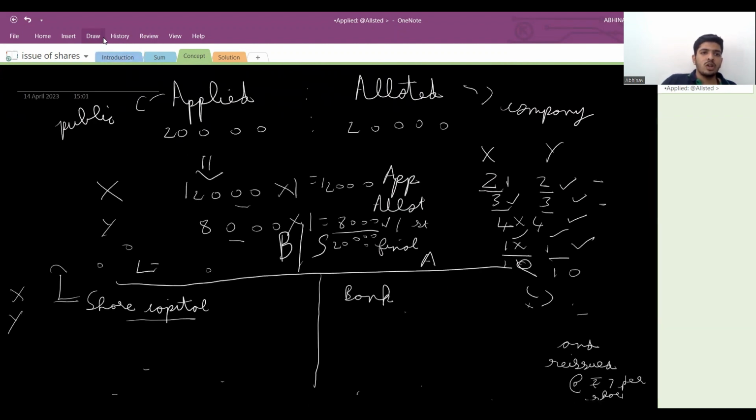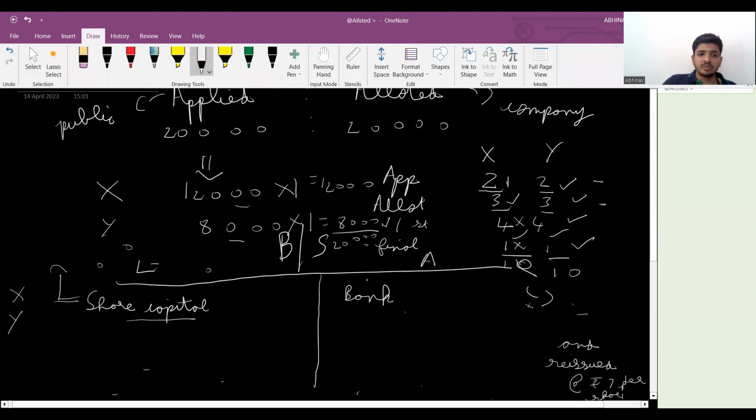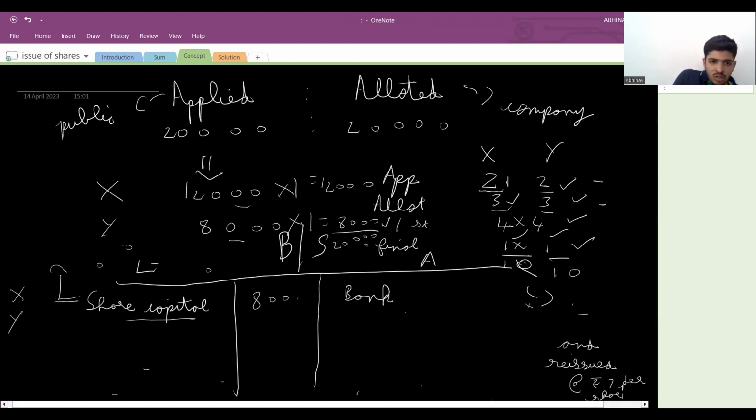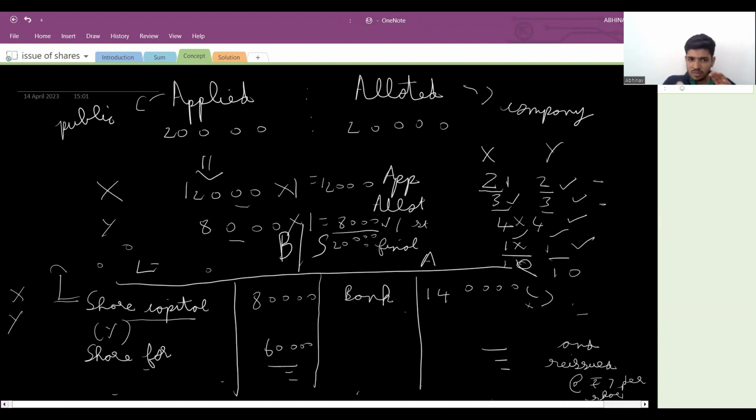Now, time to see if the balance sheet is still tallying. First, it was 2 lakhs. 1,20,000 of X was cancelled. So, the remaining is 80,000. As per the definition, only Y is still the owner. And bank, we had 1,40,000 left because nothing was reduced from the bank. Calls in arrears was destroyed. So, share forfeiture account was created, which is the revenue account or profit account of the business. 60,000 rupees is there. This is the entry.